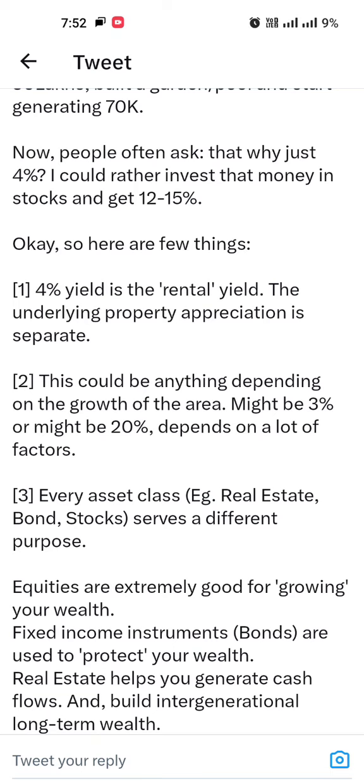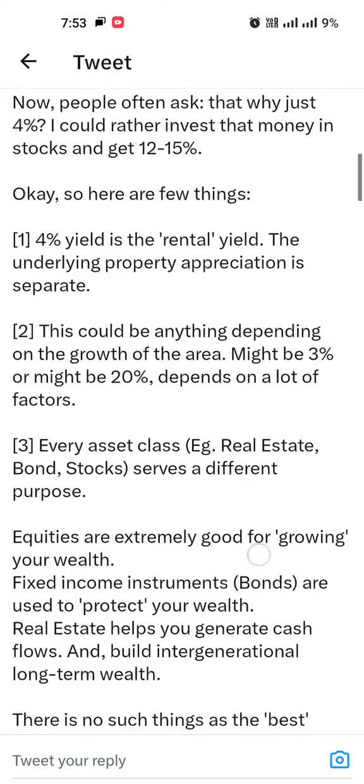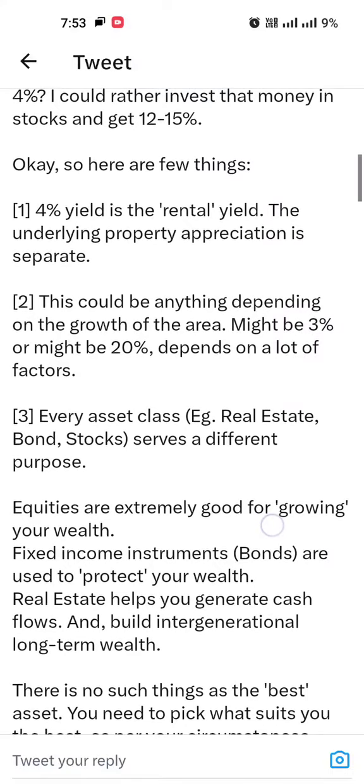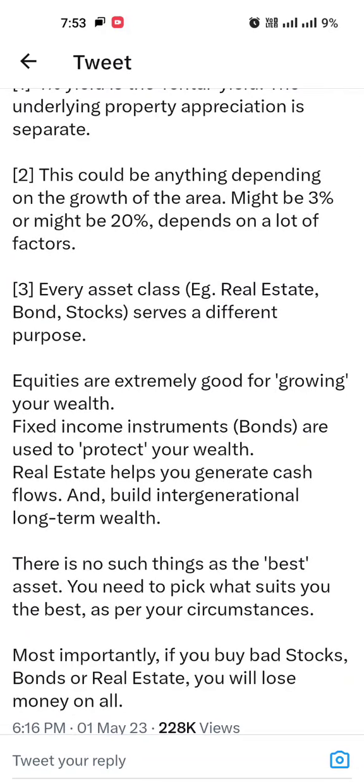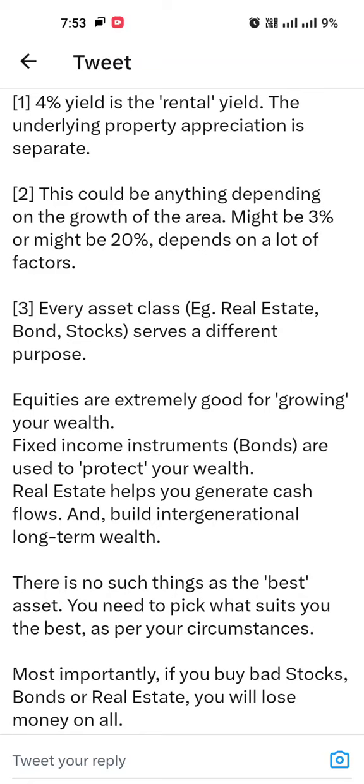That is why on this channel we are called Dimagi Investor. Investing is not about the stock market, it's about investing your money and time anywhere. Now, there is no such thing as the best asset. You need to pick what suits you best as per your circumstances. Most importantly, if you buy a bad stock, bond, or real estate, you will lose money on all. So it doesn't matter where you are investing. There are chances where you can lose your money anywhere. It really doesn't matter where. The stock market is not the only place where we can lose money, and believe me guys, if you are not wise while taking your decision, you can lose money anywhere.